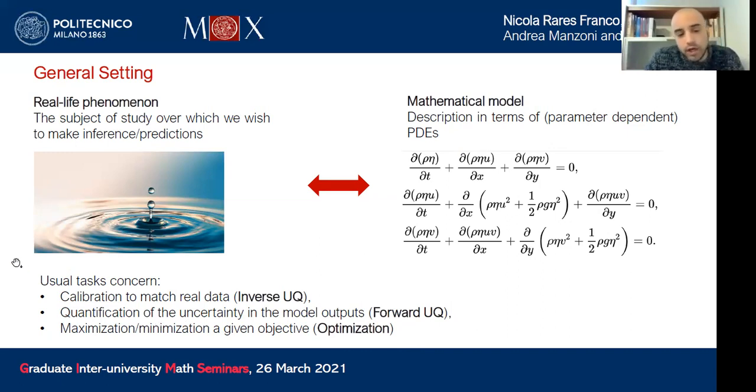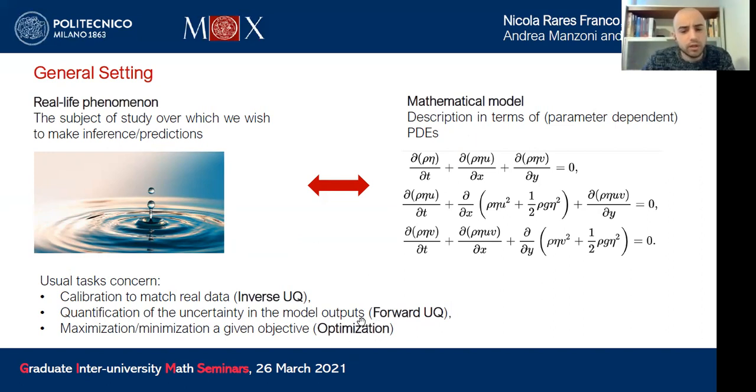The other possibility is that my problem depends on these parameters, but I'm not sure about the values of the single parameters, so they can be uncertain. The question is, if the parameters are uncertain, then the solution becomes uncertain and the predictions too. But how uncertain are they, where do they possibly oscillate? And this is the problem of forward uncertainty quantification.